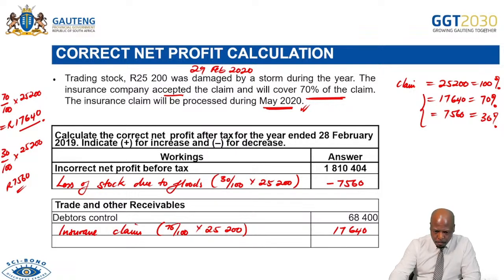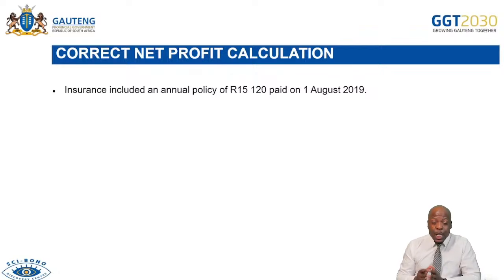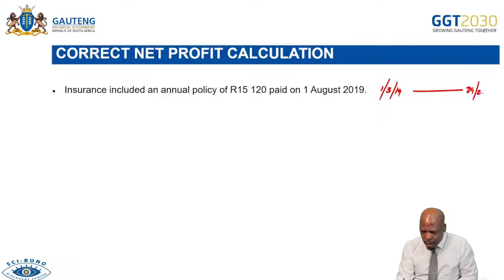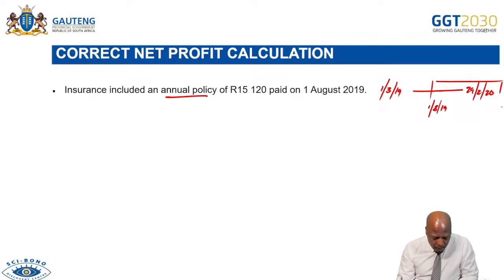It reads, insurance included an annual policy of 15,120 paid on the 1st of August 2019. Okay, so we know for certain that our financial period began on the 1st of March 2019 and it ends on the 29th of February 2020. That is the 12 months. But we have an annual policy that is 12 months. It was paid on the 1st of August 2019. Therefore, if it stretches for 12 months, it should end on which day? On the 30th of July 2020. All right.